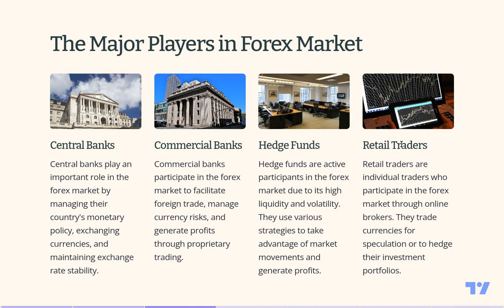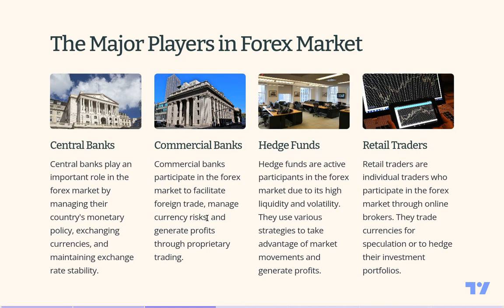Like myself, I'm a retail trader. Central banks play an important role in the forex market by managing their country's monetary policies, exchanging currencies, and maintaining exchange rate stability. Number two, commercial banks. Commercial banks participate in the forex market to facilitate foreign trade and manage currency risks.